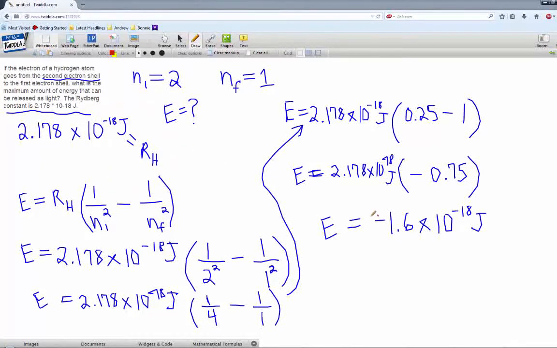Don't worry about the negative sign here. All the negative sign means is it's a release of energy. As the electron drops, it releases energy. From 2 to 1, it releases light as energy, as I described in the previous section.